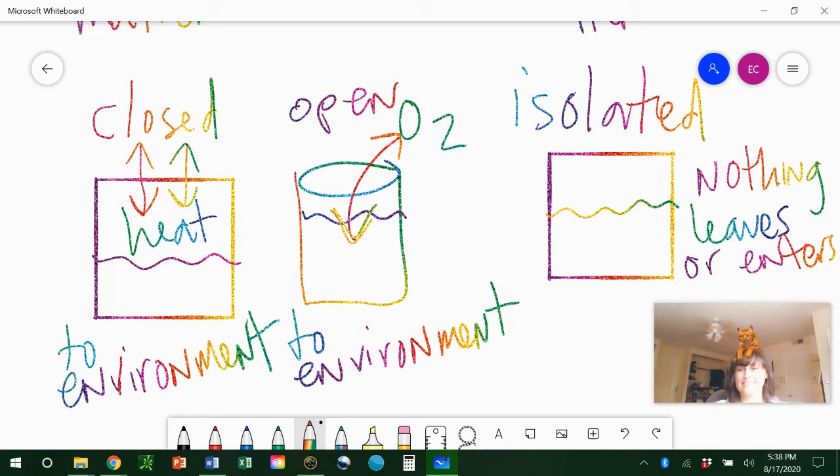It's completely isolated. Kind of how you feel during the coronavirus time, right? At times you're isolated because you're not allowed to leave or enter some places. So you could think of it that way.